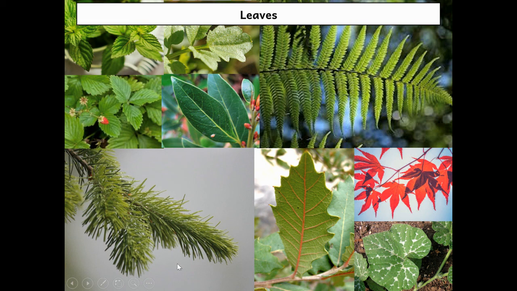Leaves are all different depending on the type of plant. The larger the leaf, the more sunlight it brings in, and usually that means the larger that the plant is.